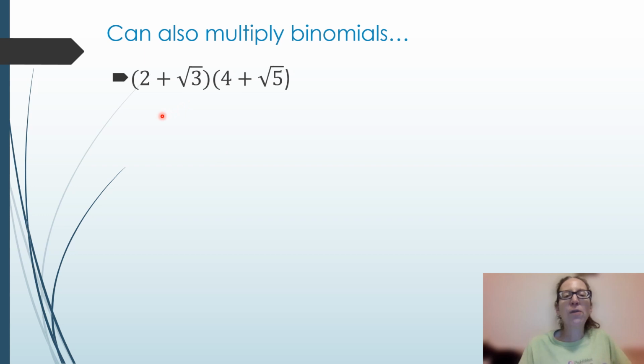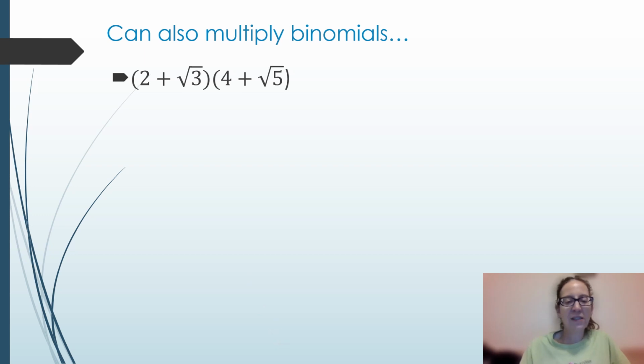So you can also multiply binomials. Remember your vocabulary here. Bi means two. Nomial has to do with numerical expressions. So what we have here is a binomial times another binomial. There's multiplication happening in between, and this is a binomial because it is 2 plus the square root of 3. So it has these two terms there.